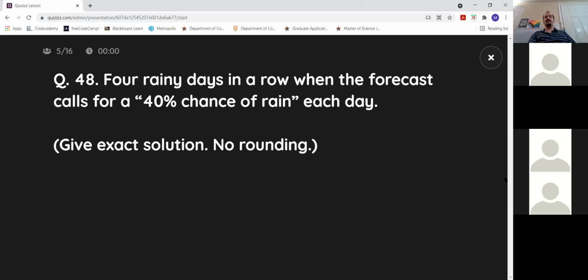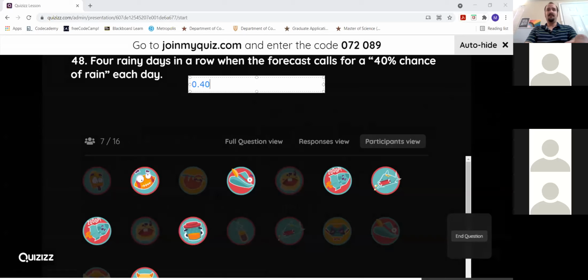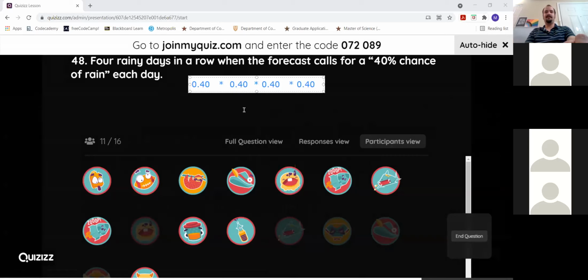And so we're doing 4 days of rain. And if each day is 0.4, what are y'all doing? 40% is 0.4. 0.4, right? We're doing it how many days? 4 days in a row? Here, I don't know. I'm just going to delete that. Okay.